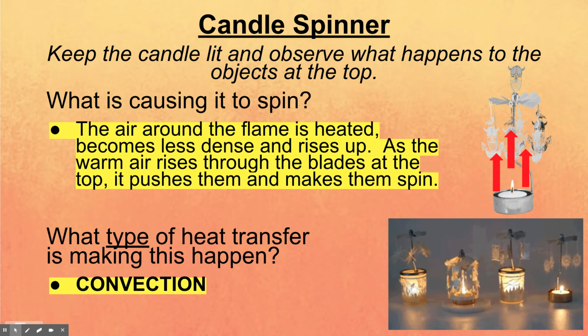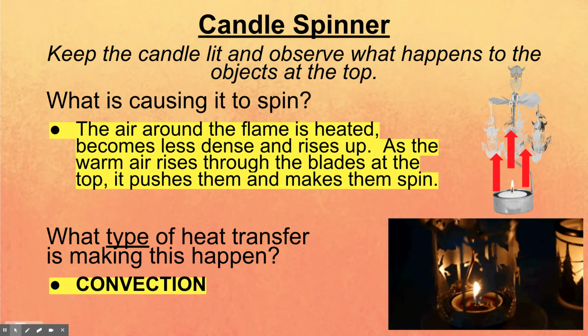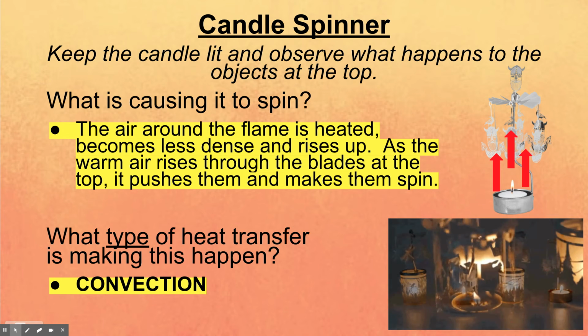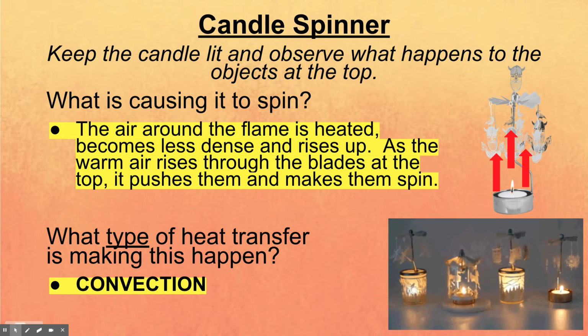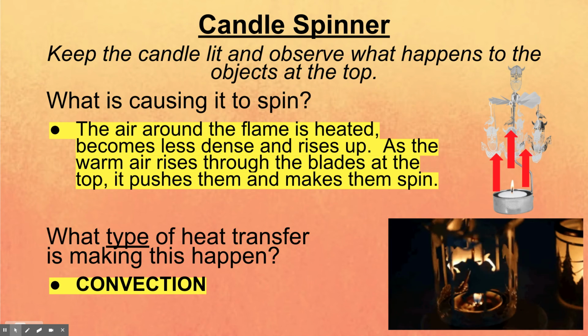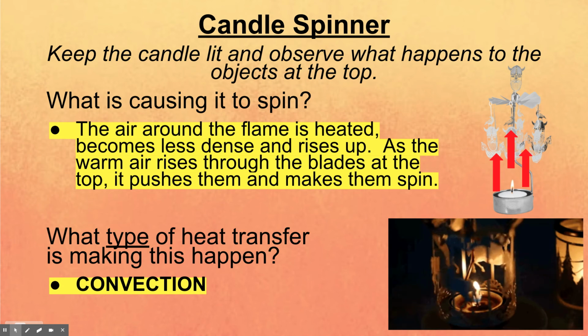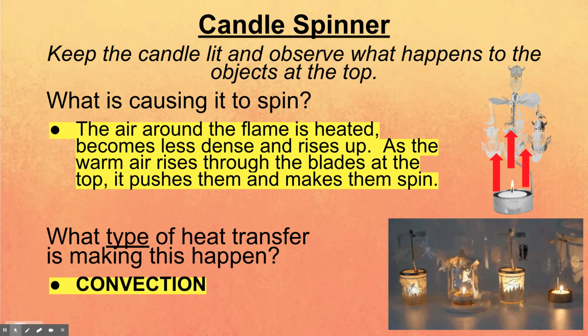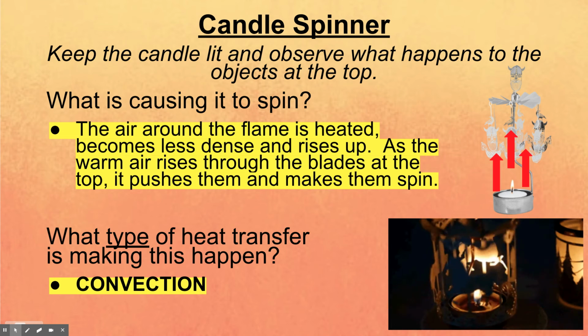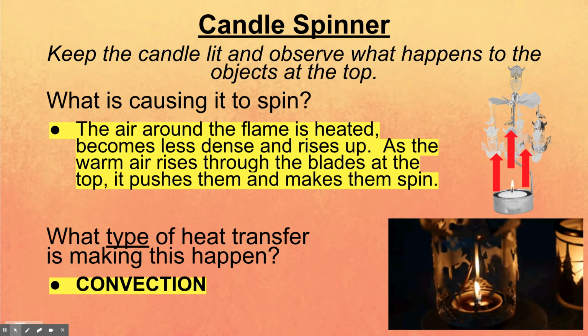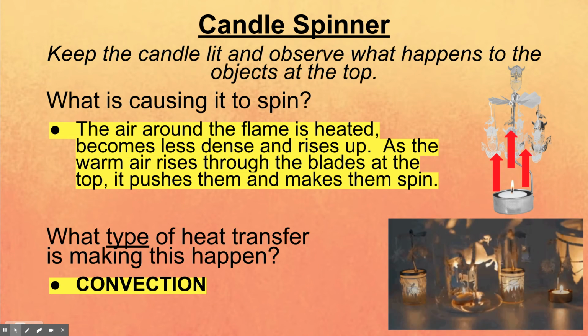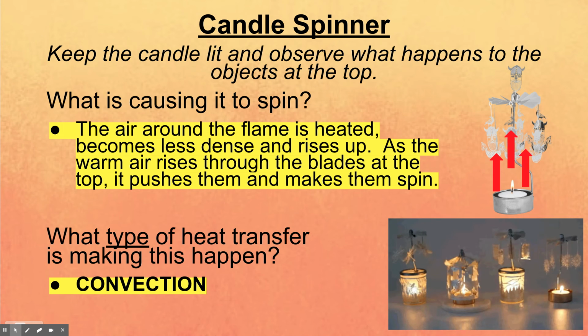Okay. And then here, the air around the flame is heated up. It becomes less dense, rises up, and then as the warm air rises, it pushes through the blades at the top, and it pushes them to make them spin. And that is convection because it's making the air rise, right? And that's going to be convection.